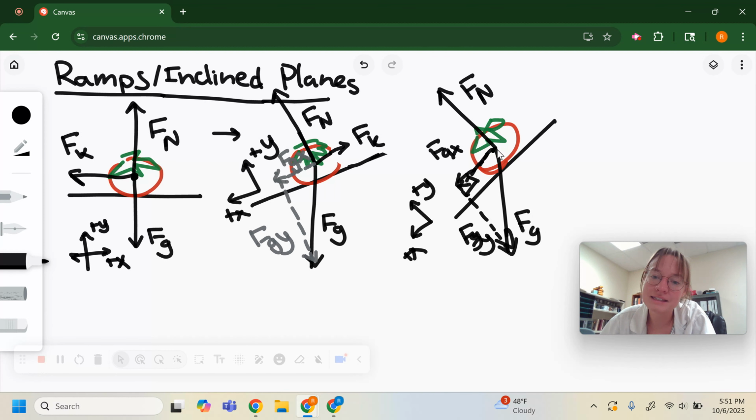And lastly, we draw the force of friction. Let's suppose that this tomato is accelerating down the ramp. If the tomato is accelerating down the ramp, then I would have to draw my Fk as being less in length than Fgx.